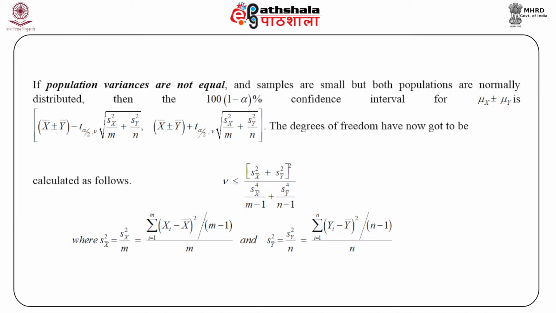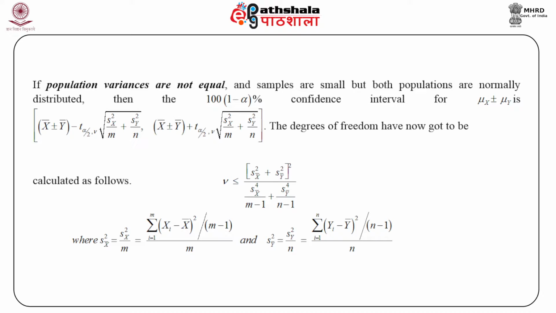What will happen to the formula if the population variances are not equal and samples are small but both populations are normally distributed? In that case, the 100 into 1 minus alpha percentage confidence interval for mu x minus mu y could be written as x bar minus y bar minus t alpha by 2 comma nu under root of sx square by m plus sy square by n, and x bar minus y bar plus t alpha by 2 comma nu under root of sx square by m plus sy square by n.